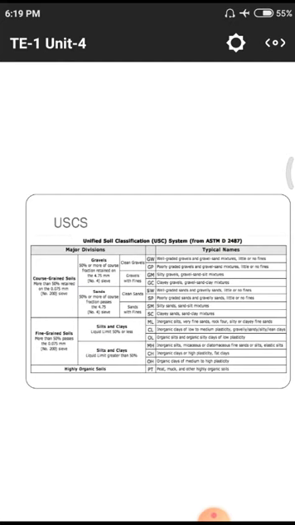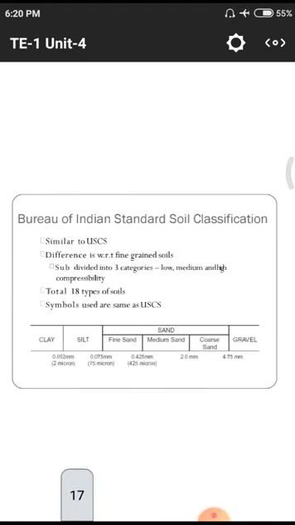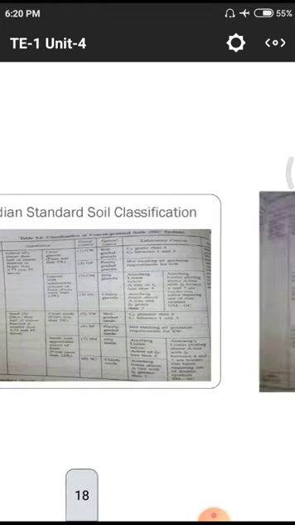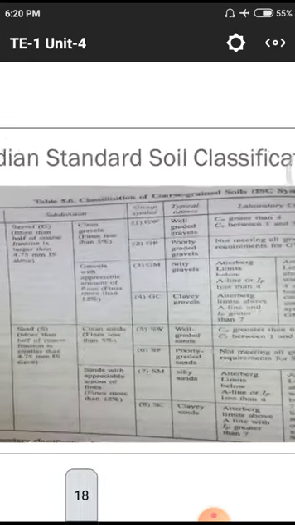That means Bureau of Indian Standards, BIS. After that, British Standards, BS, and the next one ASTM, American Standard for Testing of Materials. Those are having different classifications according to the properties they are having. These are the Bureau of Indian Standards classifications: well graded soils, poor graded soils, medium graded soils and fine graded soils. Different quantities we are having.